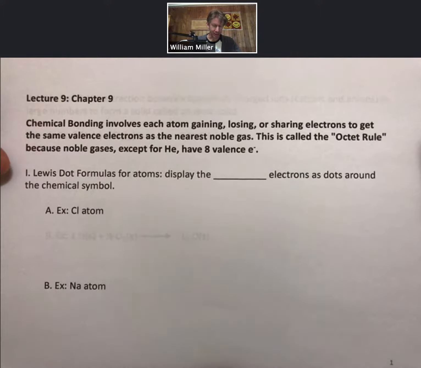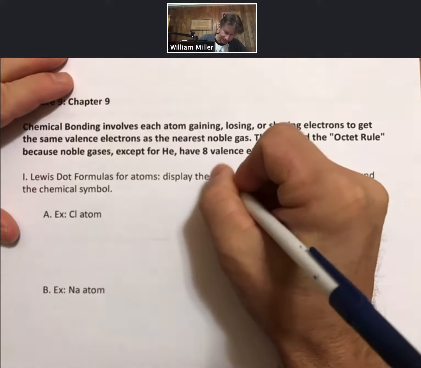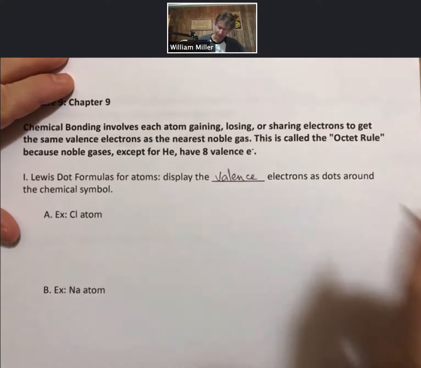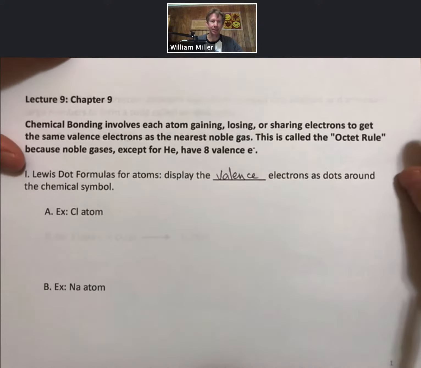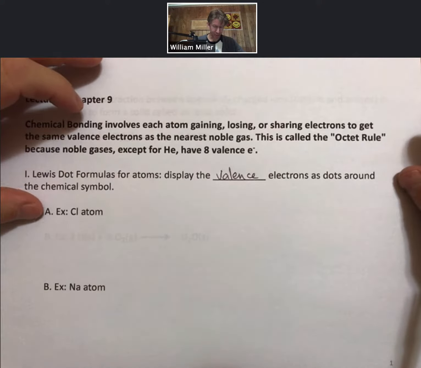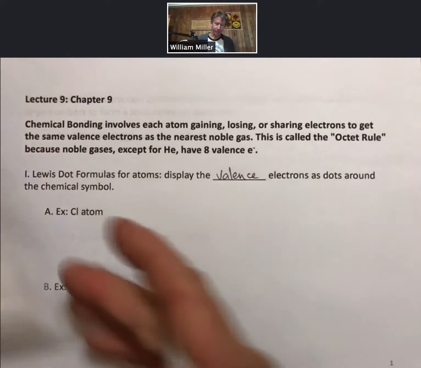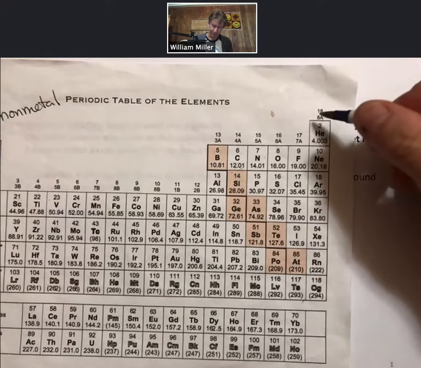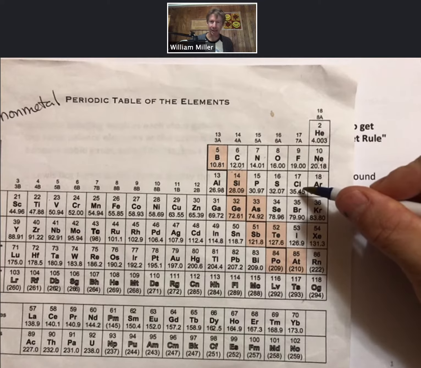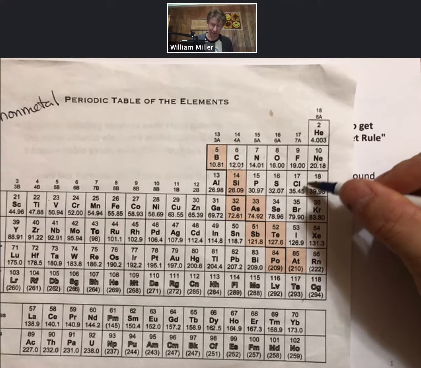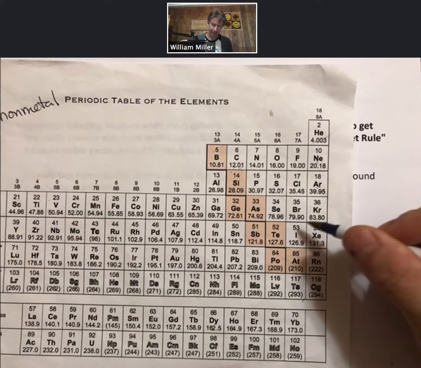Before we talk about bonding, in which we have atoms bonding together, let's talk about the atoms themselves and what are called Lewis dot formulas. These display the valence electrons as dots around the chemical symbol. For example, the chlorine atom from the periodic table is in group 17. We've talked about how it has 7 valence electrons, as do all the elements in group 17.